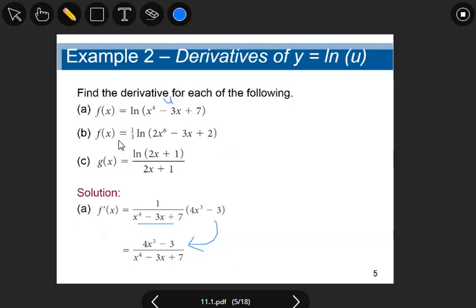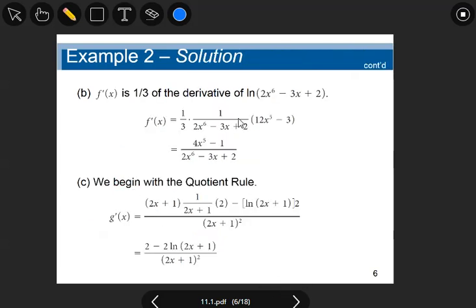Okay, now let's look at this one. Here also you can substitute this as your u, 2 times x to the power 6 minus 3 times x plus 2. Then you can take this one as a constant, no need to worry about it. Then 1 over u, this is your u, and then take the derivative of this one, so it becomes 12 times x to the power 5 minus 3. So finally after simplification you can write it this way.